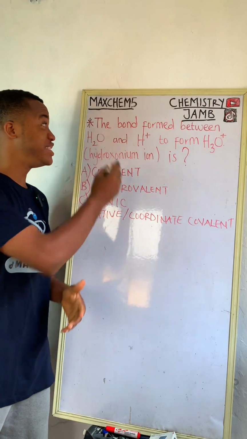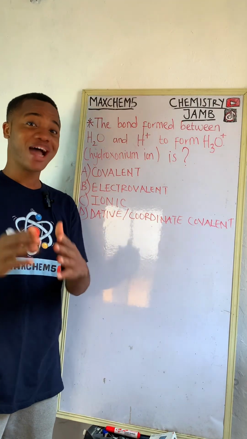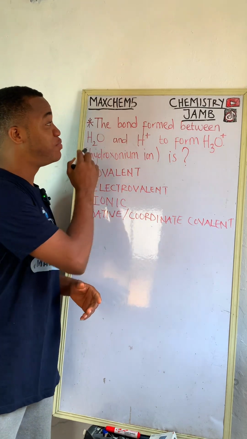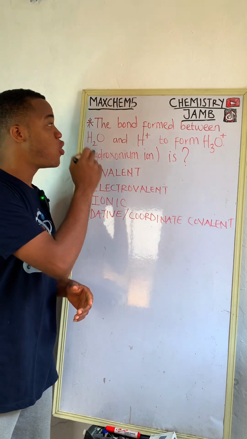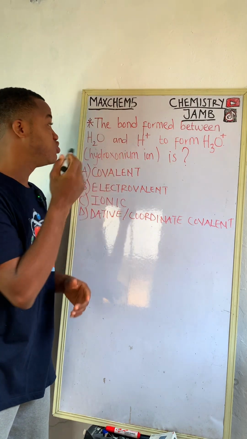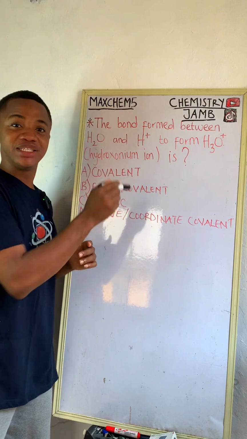Let's say you see this kind of simple question in your chemistry JAMB exam. How will you solve it? It is very simple. Let us solve it together. The question says the bond formed between H2O, that is water, and hydrogen ion to form H3O+, which is also called hydroxonium ion, is what?